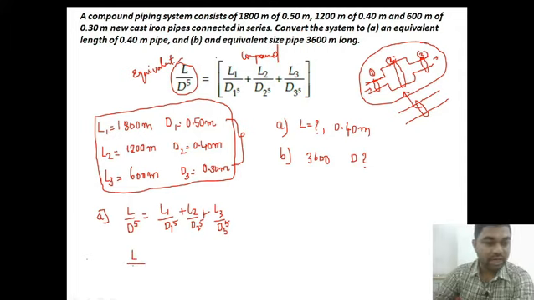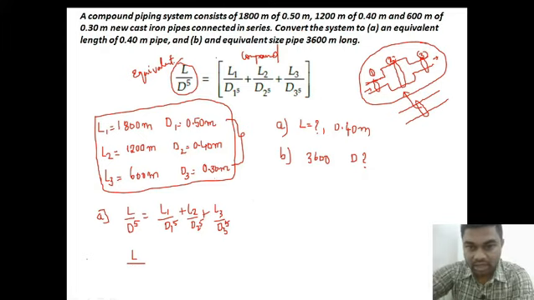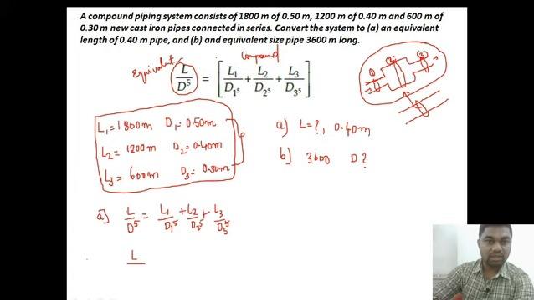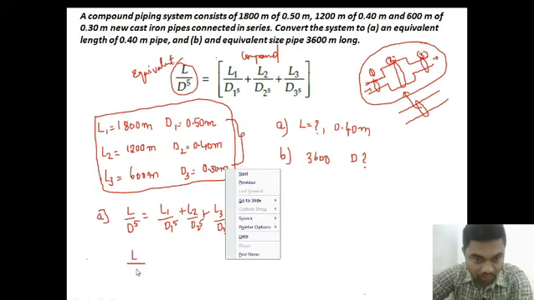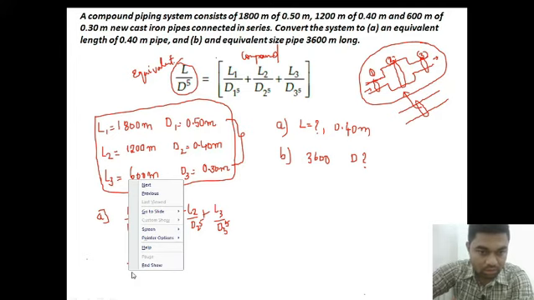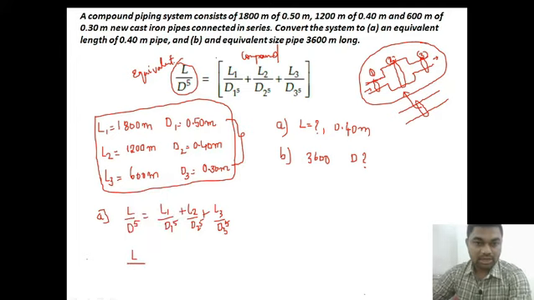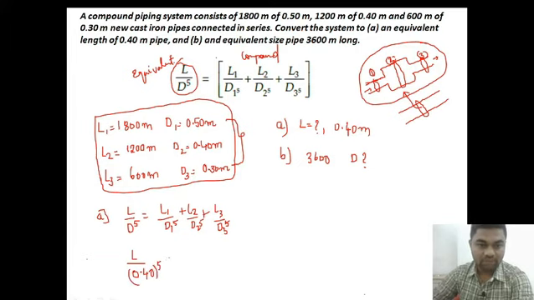L is the value we need to find out for the equivalent pipe. What is the diameter? 0.4 is the diameter of the equivalent pipe. Look at the question: an equivalent length of 0.40 diameter. So 0.40 whole to the power of 5 is equal to, what is the value of L1?